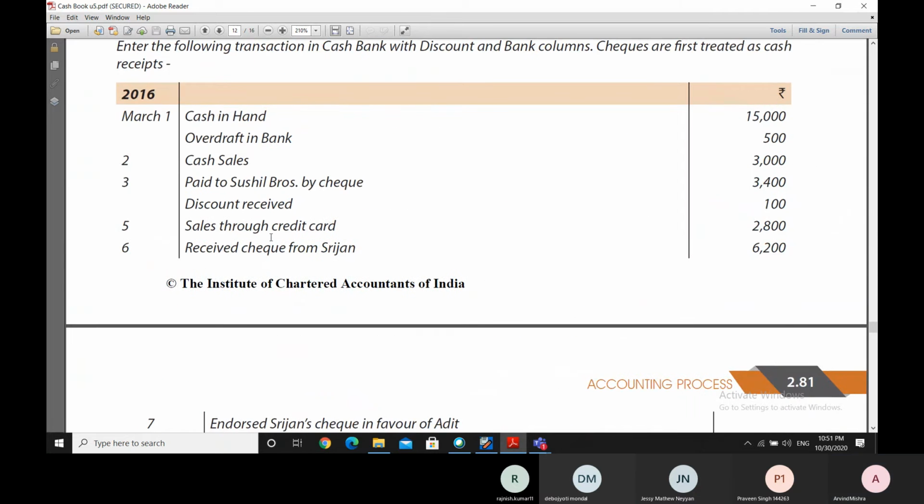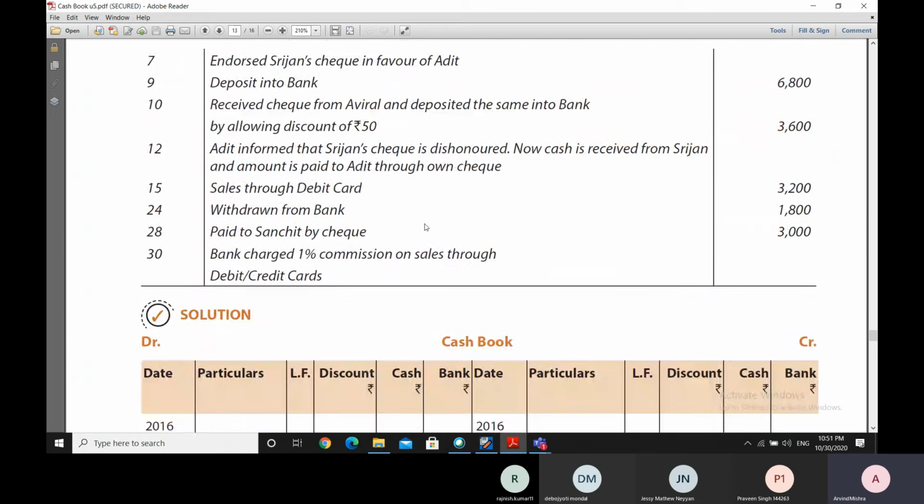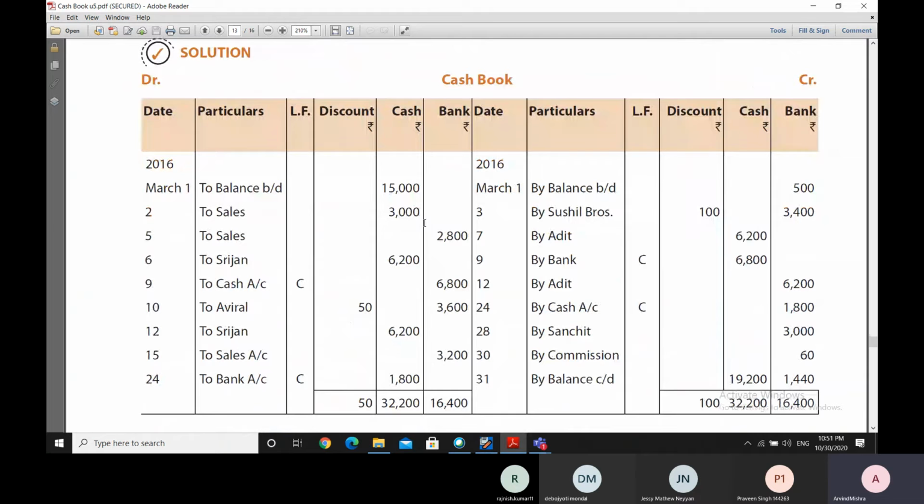Now, we make a sale through credit card of 2,800 rupees. So a 2,800 rupees sale is being made. So the sales account is credited and we get the payment in our bank of 2,800 rupees. So in case of a credit card or a debit card, we get a payment in our bank here.